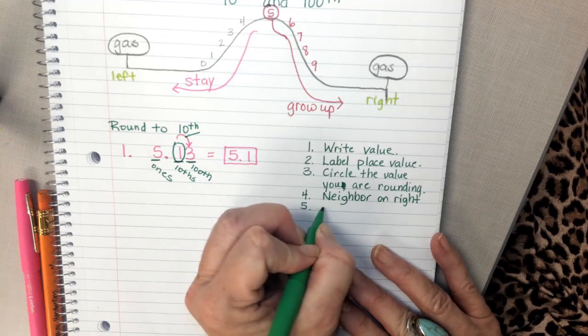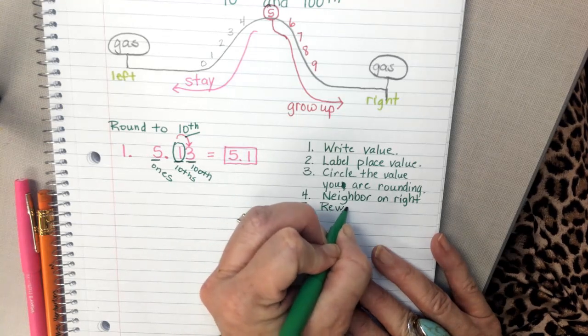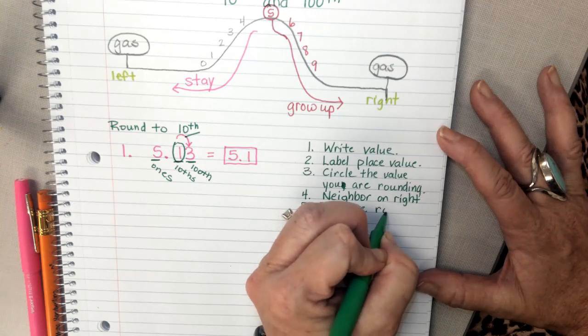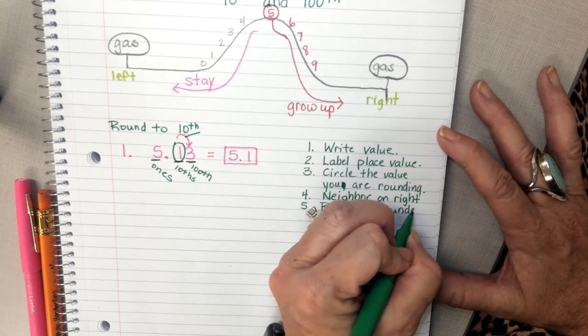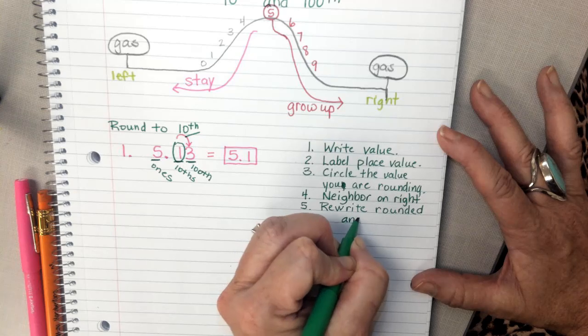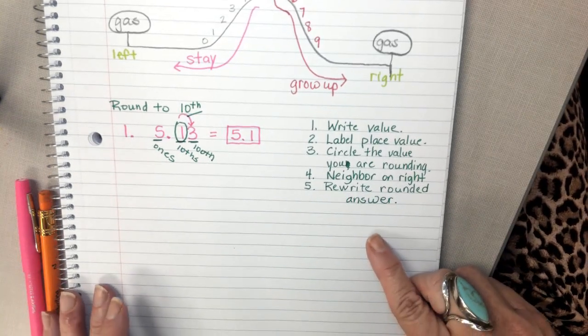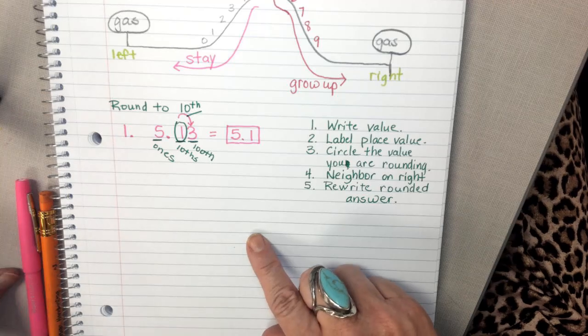So step 5 is rewrite rounded answer. Let's do a few more together so that you get this process down.